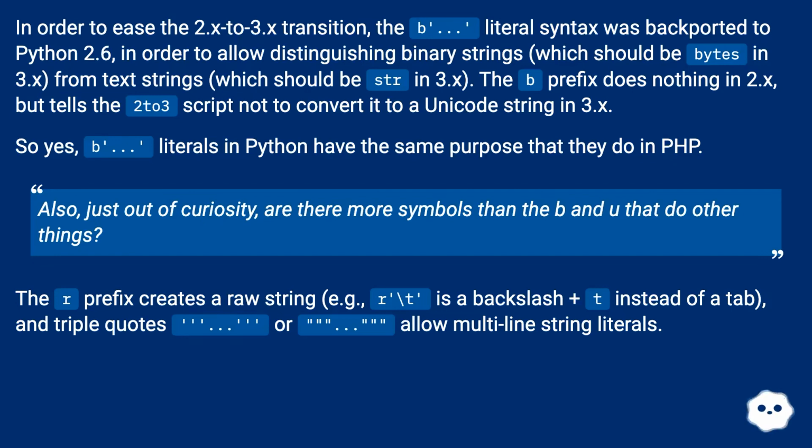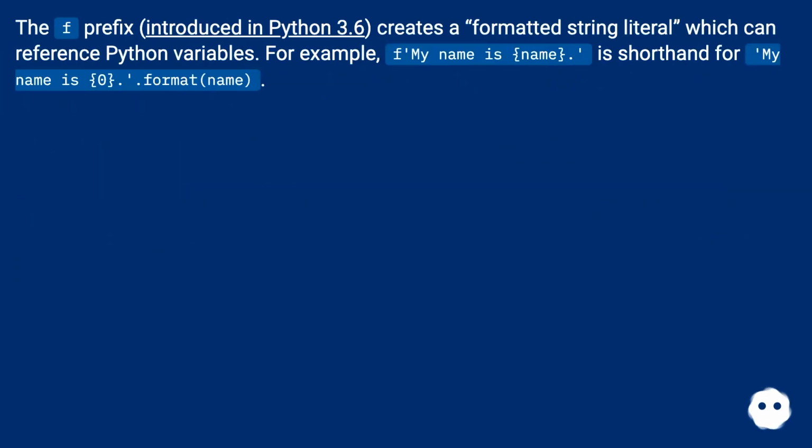Also, just out of curiosity, are there more symbols than the b and u that do other things? The r prefix creates a raw string. For example, r'\t' is a backslash plus t instead of a tab, and triple quotes, ''' or """, allow multi-line string literals. The f prefix, introduced in Python 3.6, creates a formatted string literal which can reference Python variables. For example, f'my name is {name}' is shorthand for 'my name is {0}'.format(name).